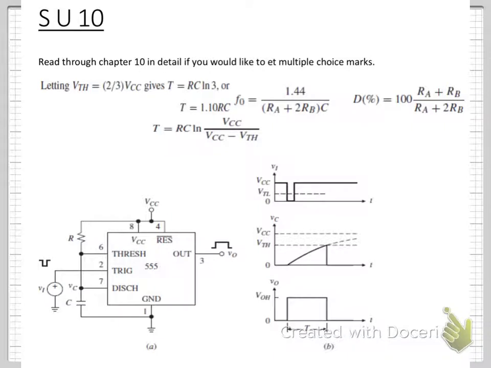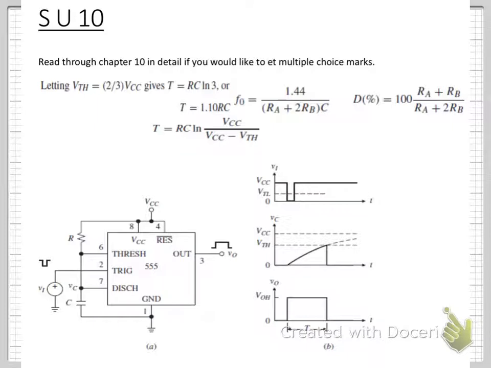So the first thing we're going to be looking at is our 555 timer. Now, if you do not know what a 555 timer is by now, then may the Lord have mercy on your soul. Because a 555 timer is something that you're going to have to get to know. It's one of those things that you have to at least have played around with once or twice for you to understand it.